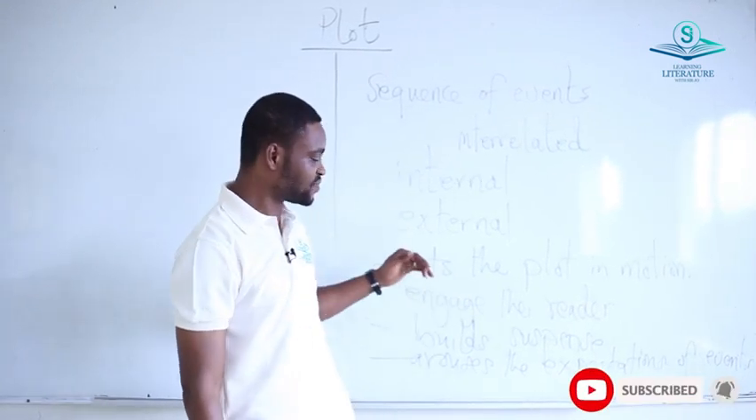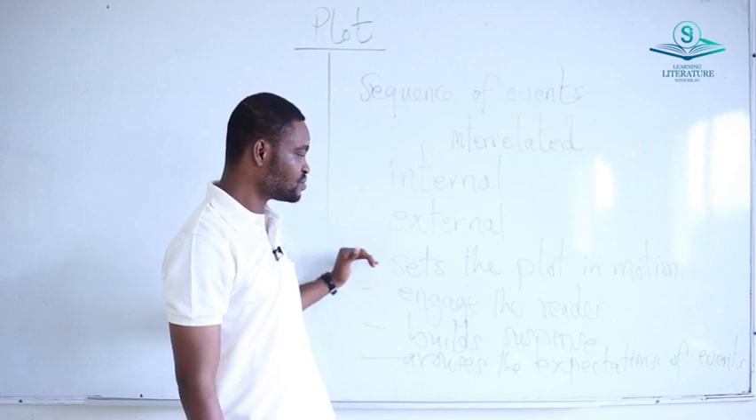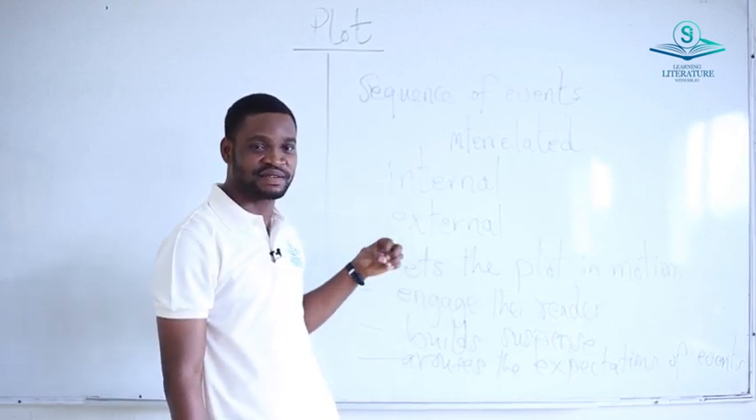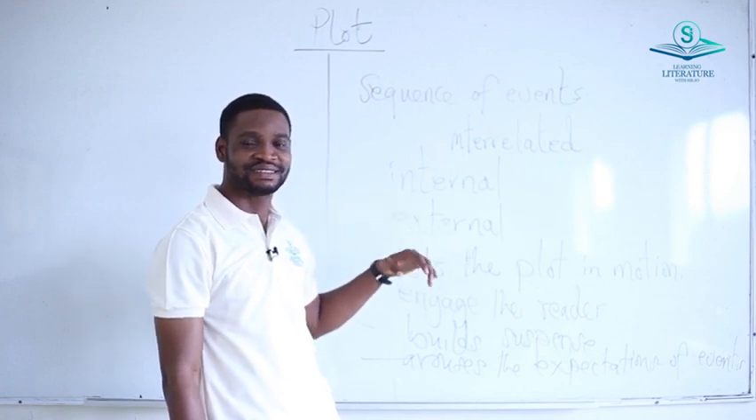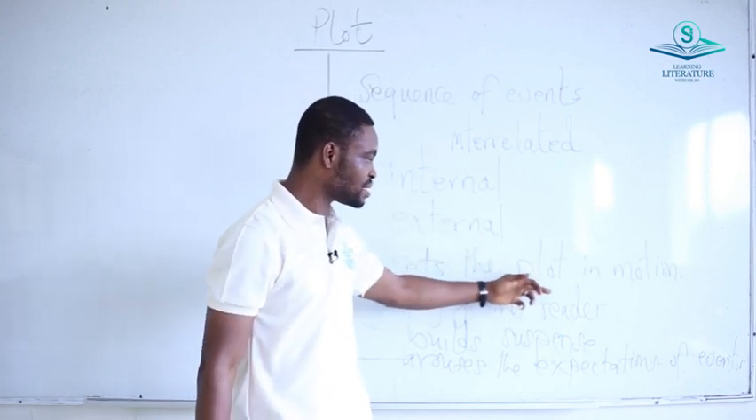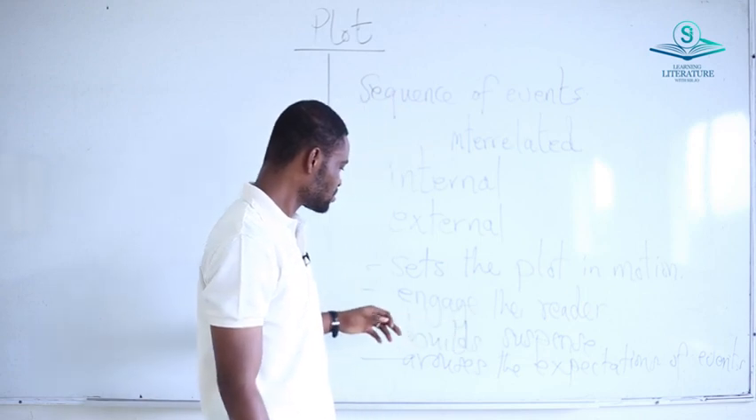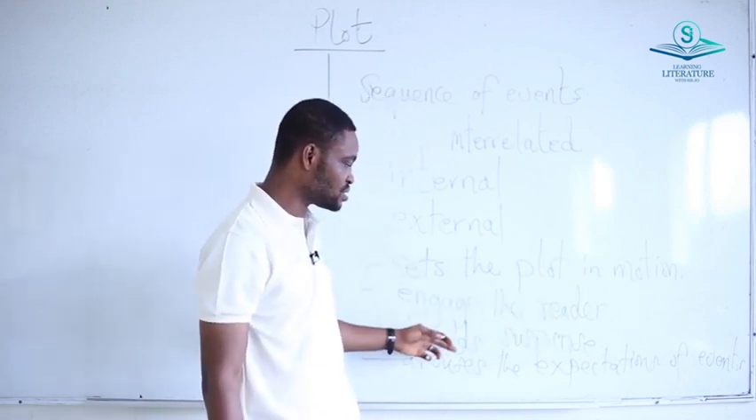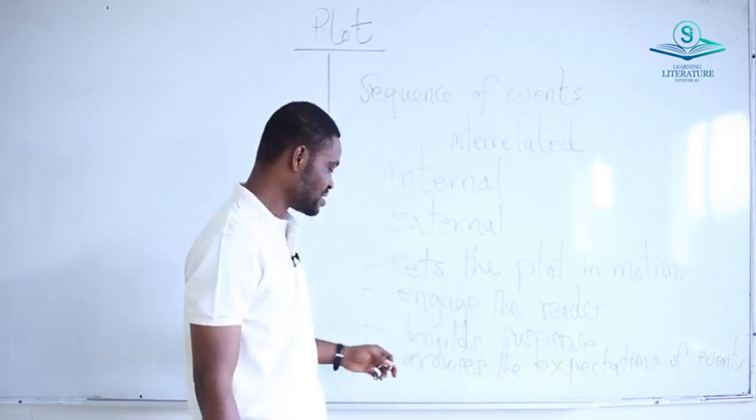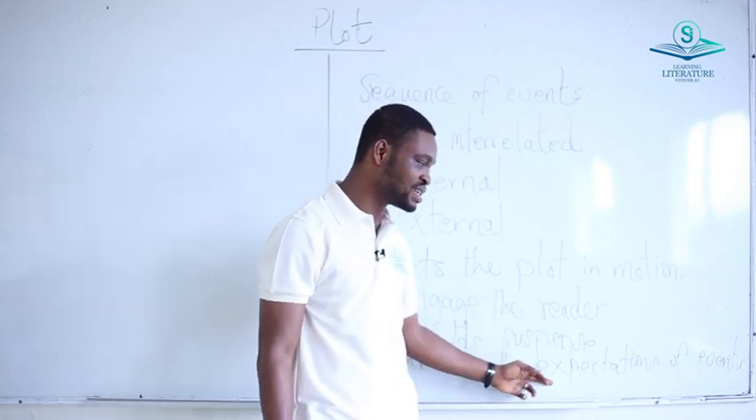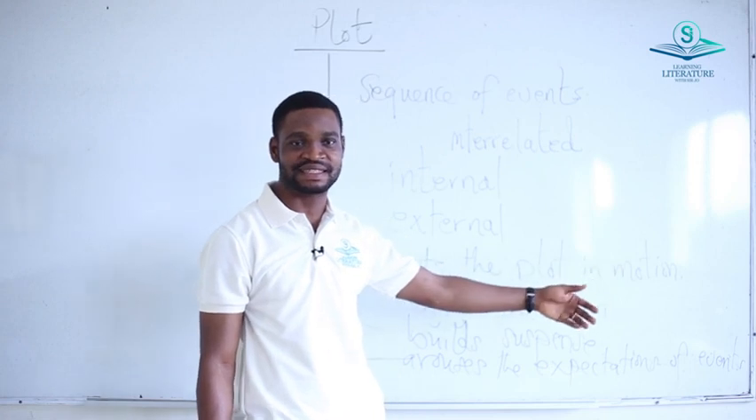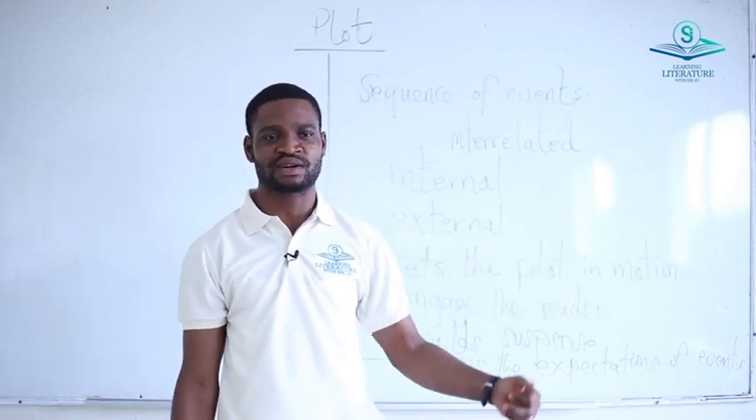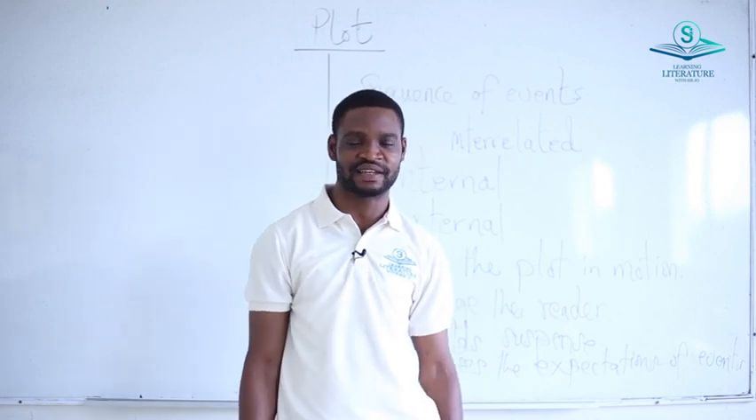So we have these four functions of a conflict. And as I said, it becomes the opposition that sets the plot in motion, engages the reader, builds suspense, and arouses the expectations of events that are to follow. So basically, that is what conflict does in a storyline.